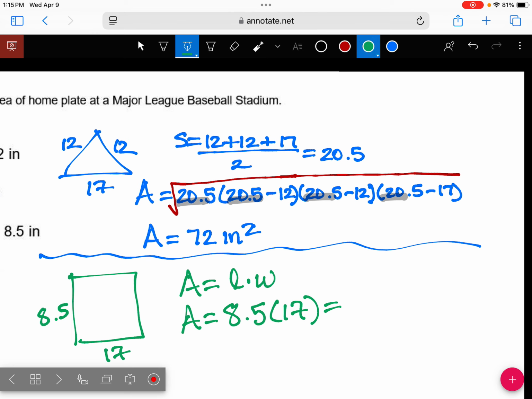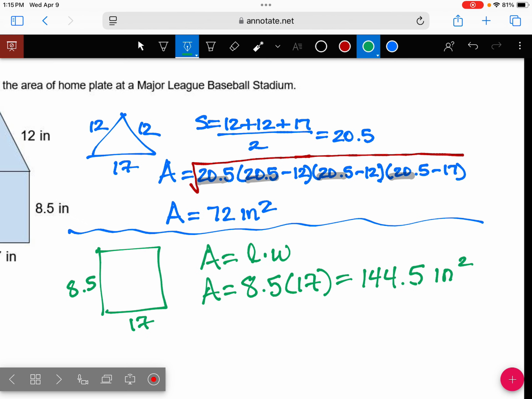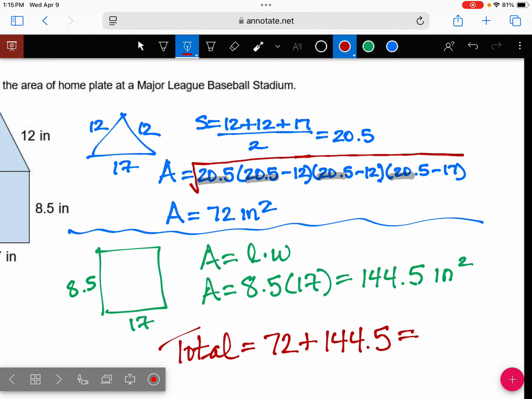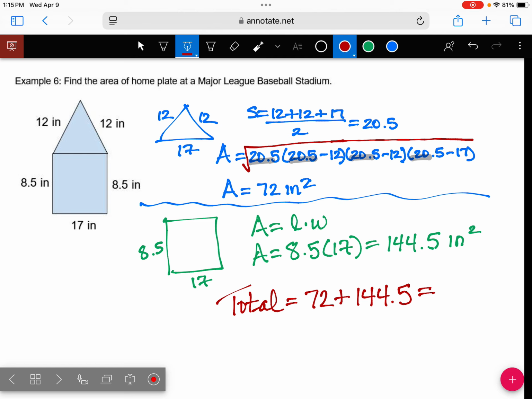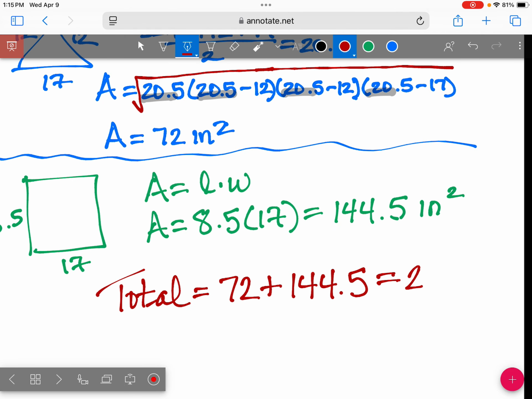So for my rectangle, you should get 144.5 inches squared. Is that what you all got? So what am I going to do with these two numbers to find the total? Add them. The total will be the 72 plus the 144.5, which gives me a total area of the home plate of 216.5 inches squared.